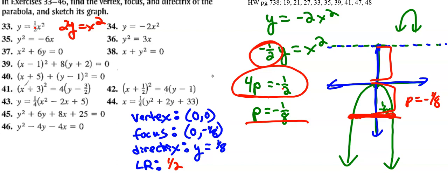Okay, so that is an example kind of like number 33 for you. 35, kind of the same thing, so I'll let you do that. It's just going to open up left or right for you there because it's the y squared term.